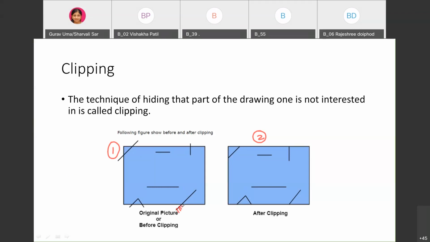See the line, some portion of the line which is outside the window will be deleted. The portion which is outside the window will be deleted, whereas the portion which is inside the window will remain the same and will be displayed in the window. So there are two figures, before clipping and after clipping. If you see the window before clipping, everything is displayed, whereas in the window after clipping, only the portion which is visible in the window is displayed. So this is what clipping is.